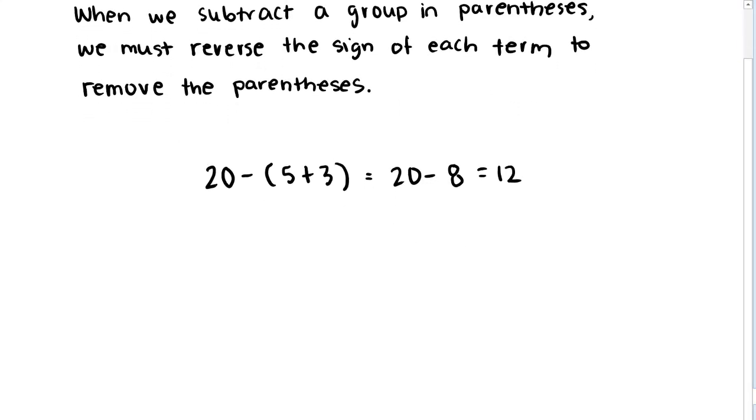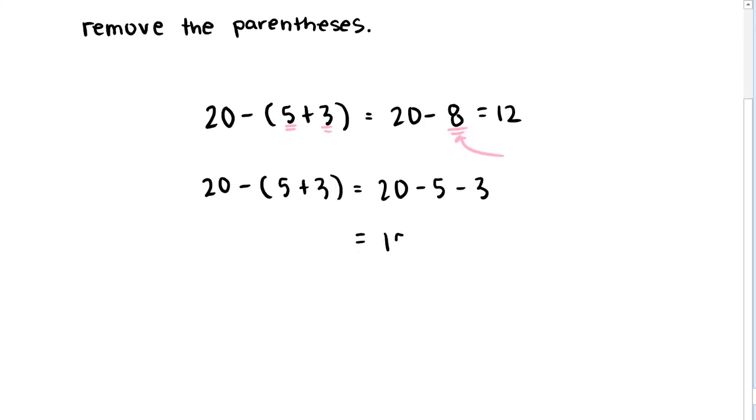And so what I'm trying to say here is that if I have 20 minus this group in parentheses, 5 plus 3, well, this 8 really came from subtracting this 5 and subtracting this 3 afterwards. So subtracting 8 is the same as subtracting 5 and then subtracting 3 afterwards. And so really what we did by subtracting this group was we subtracted each term in that group. This is the same as minus 5 and minus 3. And we can see that this gives us the same thing. 20 minus 5, that's 15, and we still have this minus 3 left over. And 15 minus 3 gives us 12, and so we get that same result that we saw earlier.